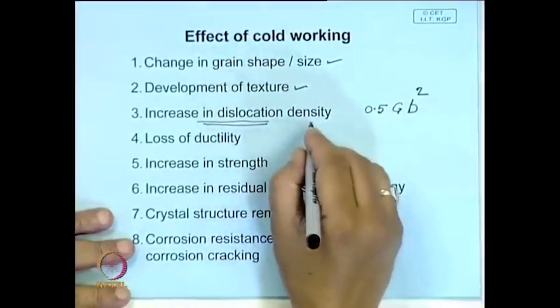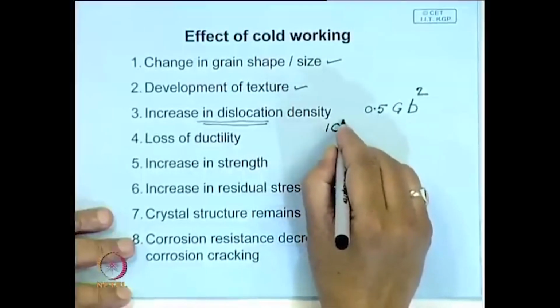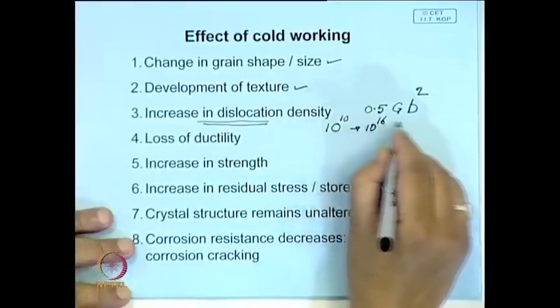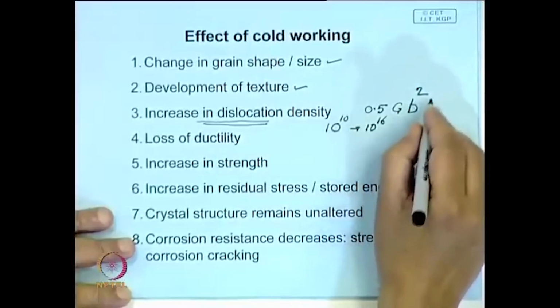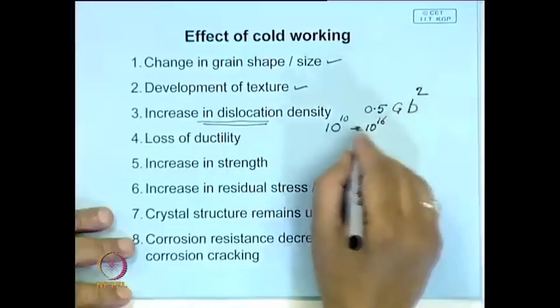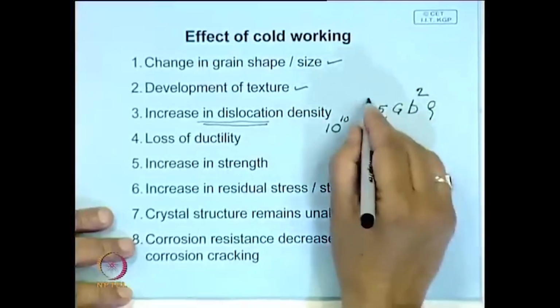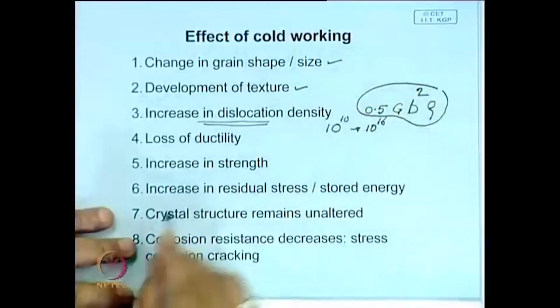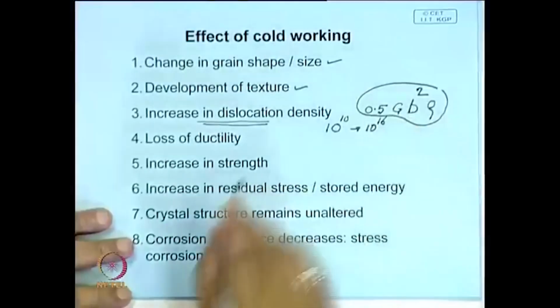Now, imagine that as a result of cold working, dislocation density can increase to maybe 10 to the power 16 dislocations per unit area, per meter square. So, imagine how much it will be if you substitute this here. That means you multiply by the dislocation density. So, this will be the stored energy in a cold work material, and this will be substantially high.